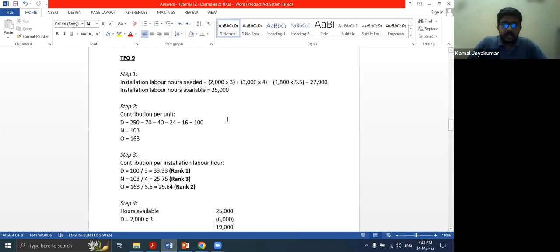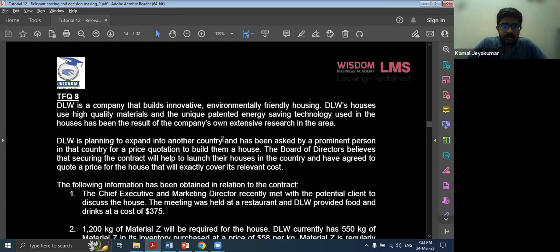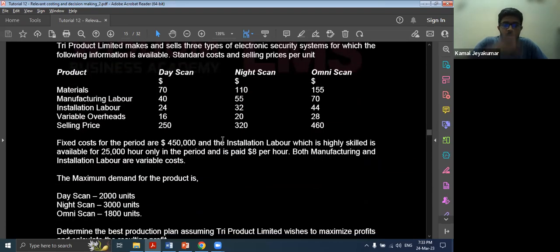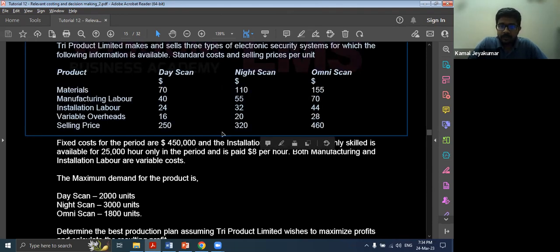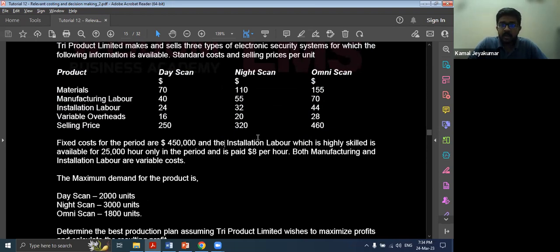So the total hours available is 25,000. For day scan, you can produce 2,000 units, and your installation labor charge is $24 per unit. Now this per unit charge you have to change into how many hours you need, because they have given it in dollars. They have given the charge per hour as $8. So for day scan, you need 3 hours to make 1 unit, and you can make a maximum of 2,000 units. For night scan, you need 4 hours, $32 divided by $8 is 4 hours, and you can make a maximum of 3,000 units.